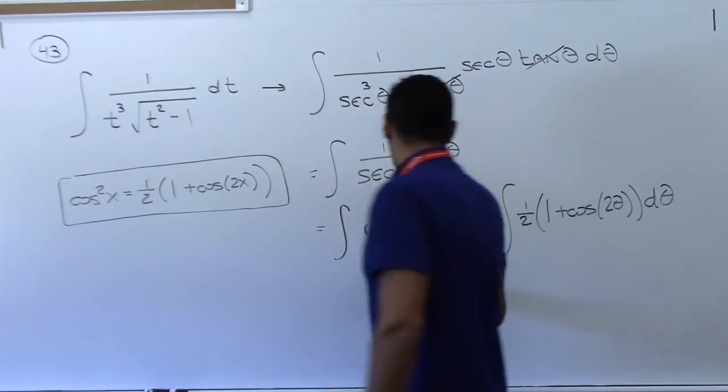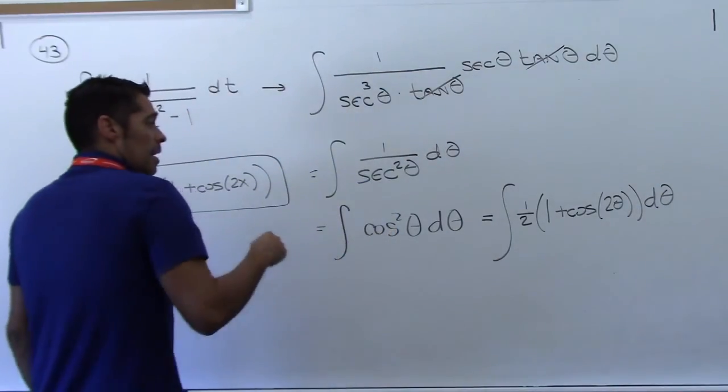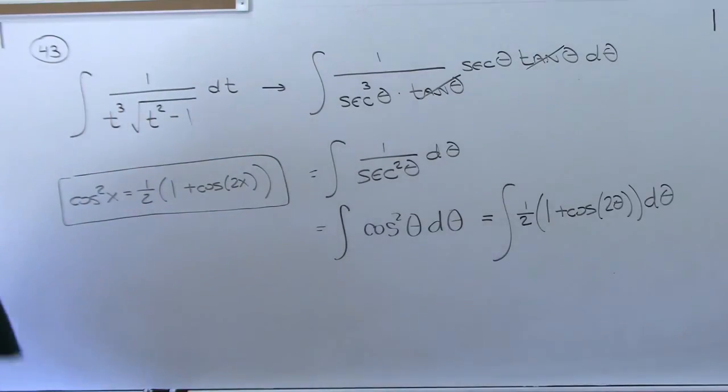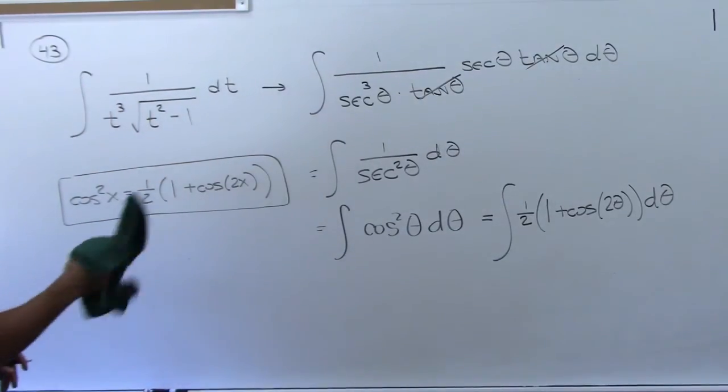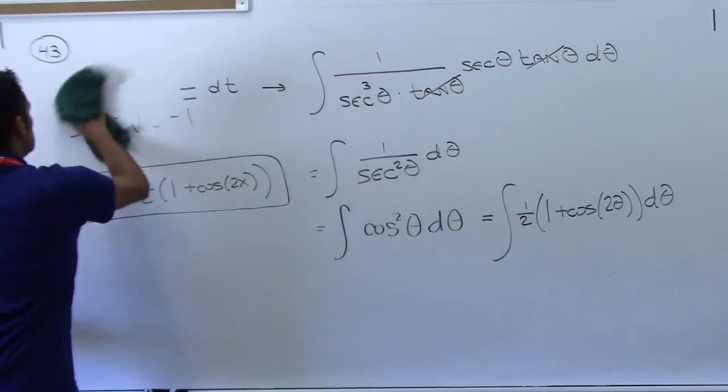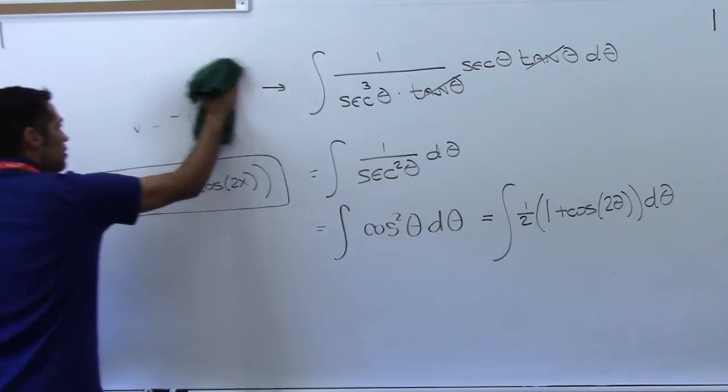So rewriting cosine squared theta as 1/2 times 1 plus cosine 2 theta, doubling that angle. Just take the 1/2 out, and then we'll be ready to integrate, won't we?